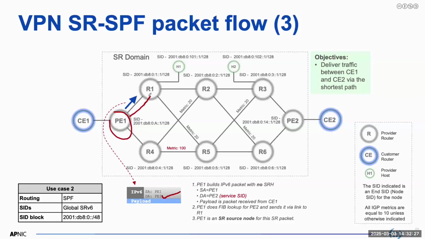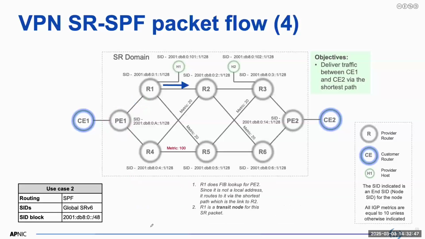It calculates the whole path, not just from here to here. It sees, okay, this is 140 and this is only 40. That means it needs to use this path. So it sends the traffic towards R1.